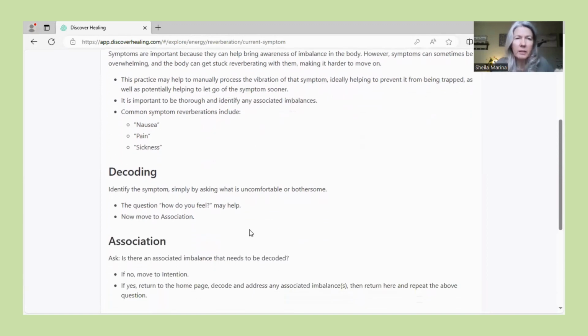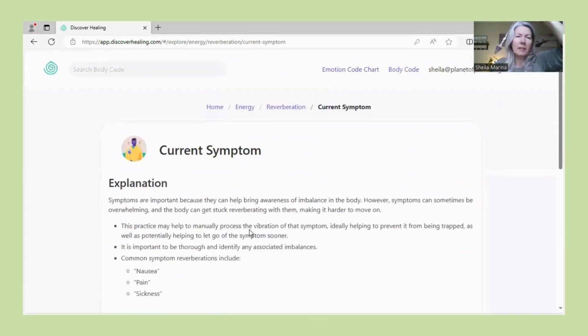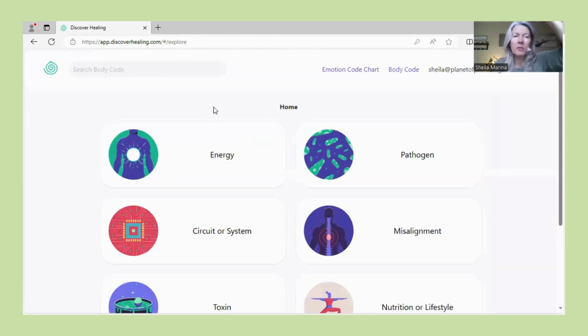So let's find out here regarding Gus. Is there anything else that needs to be decoded here? And is there an associated imbalance with this current symptom? Yes, there's an associated imbalance. Okay. So this associated imbalance with this current symptom, is this on the left side of the chart? No. On the right side of the chart, does this have to do with the pathogen? No. Does this have to do with a misalignment?